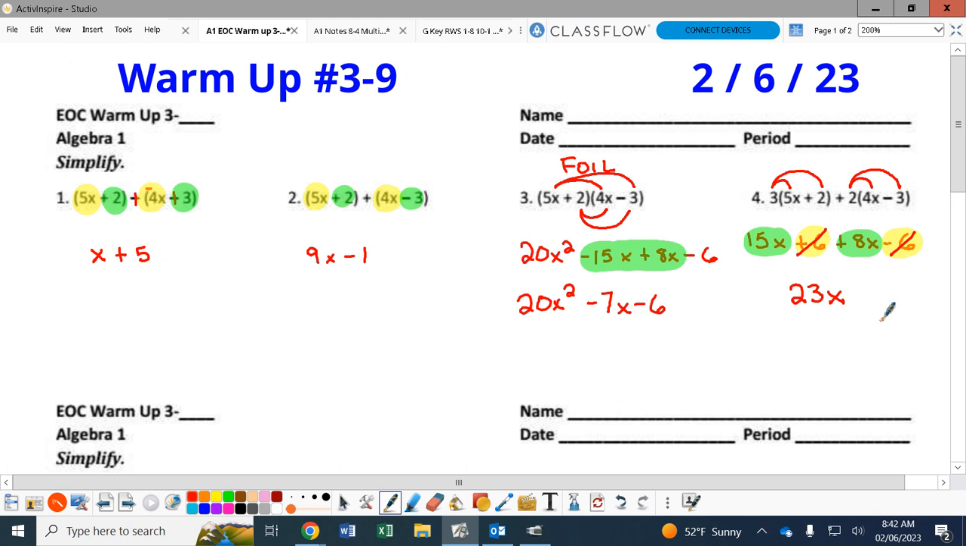Notice, guys, what don't I do? I never change the what when I add and subtract like terms? Exponents. I never change the exponents when I add and subtract like terms. Yes, ma'am.